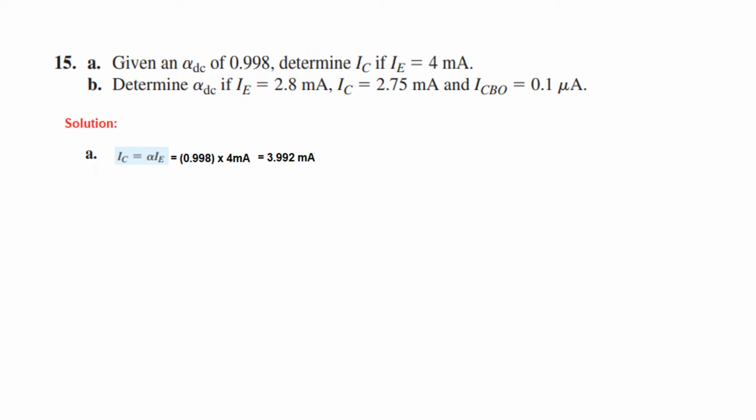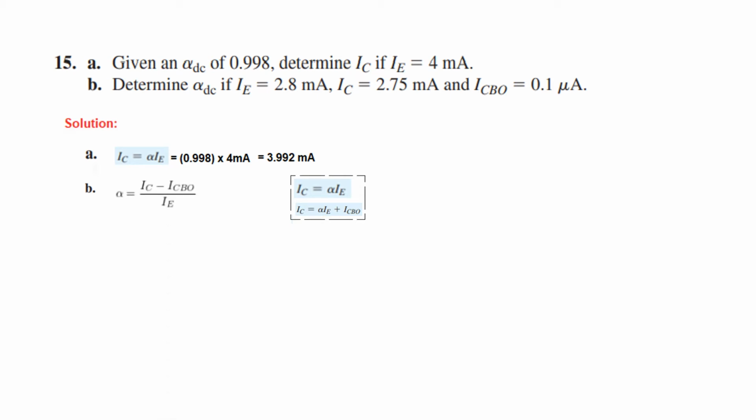Now we come to the second part. And now there are two formulas. One is IC is equal to alpha IE. This is a kind of an approximation. A more accurate formula is this one. IC is alpha IE plus ICBO. Now ICBO is the minority carrier current. Since in this question ICBO is given, therefore we will be using the second formula. We used the first formula in part 1, but in this case we will be using the second formula.